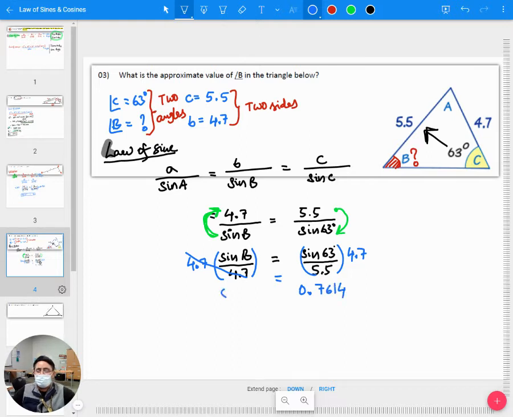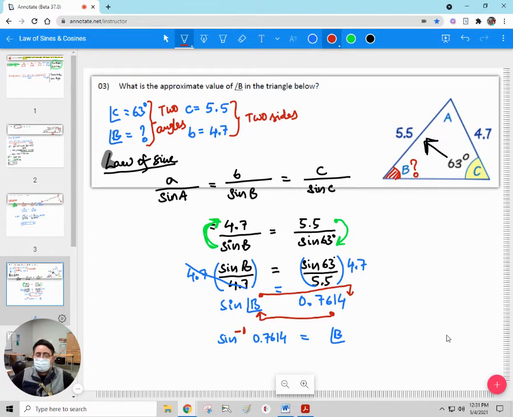0.7614. That's the value of sine B. To find the angle, in my previous sessions I already discussed that you move this one to the other side and take this value to this side, then sine 0.7614 equals angle B. Don't forget to take the inverse symbol. So sine inverse 0.7614.